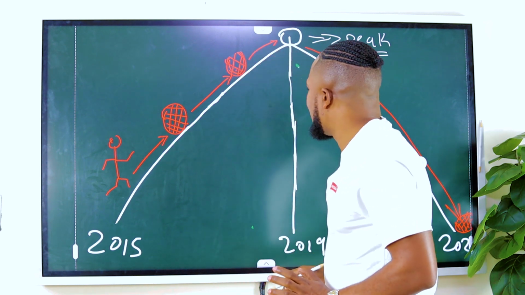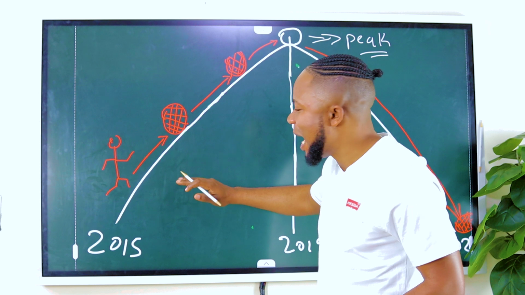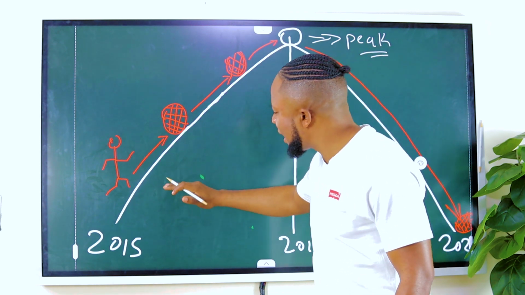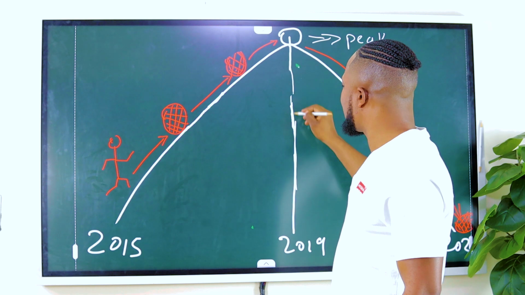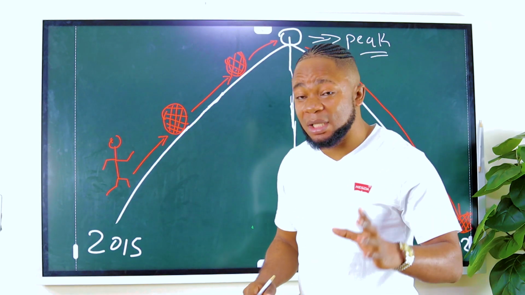All right, good. Now let's talk about how I can help you. How can I help you to be able to get to this area of the mountain? How can I help you to be able to get to the peak of the mountain where your story is going to be a roller coaster, where your success is going to be a roller coaster?